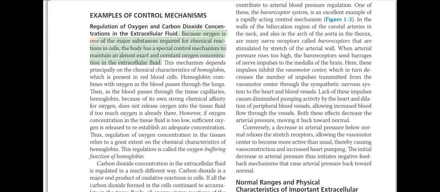Because oxygen is one of the major substances required for chemical reactions in cells, the body has a special control mechanism to maintain an almost exact and constant oxygen concentration in the extracellular fluid. This mechanism depends principally on the chemical characteristics of hemoglobin, which is present in red blood cells. Hemoglobin combines with oxygen as the blood passes through the lungs.